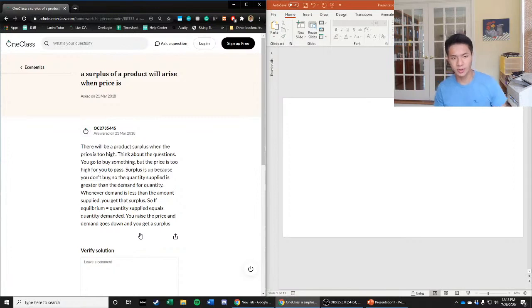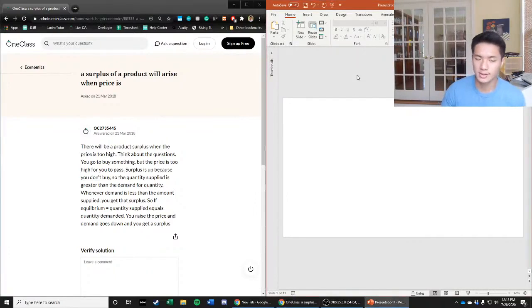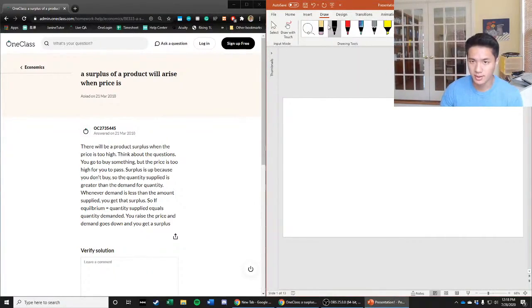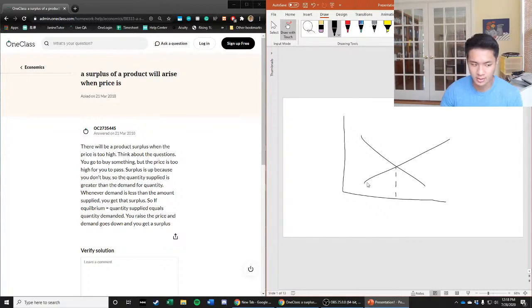Correct. Okay. The next question says, a surplus of a product will arise when price is blank, right? And so a surplus is when quantity supplied is greater than quantity demanded. We can draw this out on a graph. So we have our demand curve, our supply curve, and this is our equilibrium point, right? And so this is where the quantity demanded would be equal to quantity supplied. And surplus, let's mark this, would be where quantity supplied is greater than quantity demanded, not at this equilibrium point.